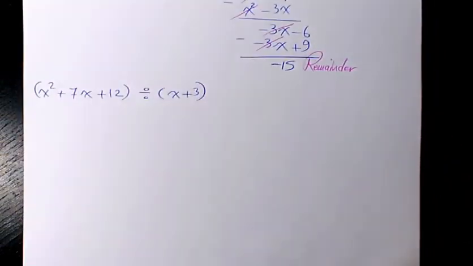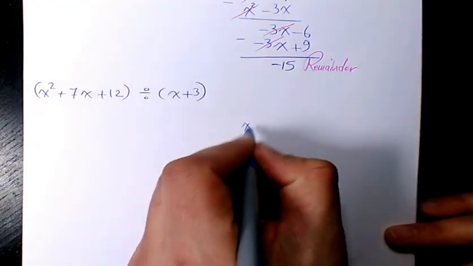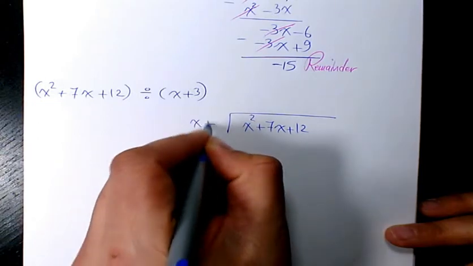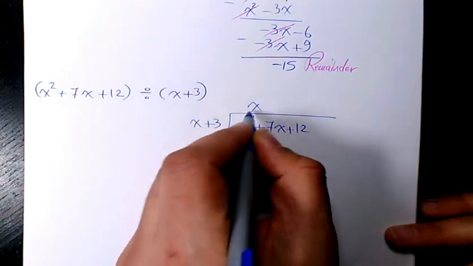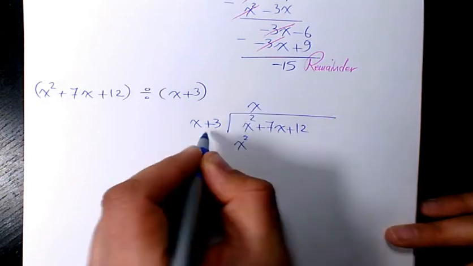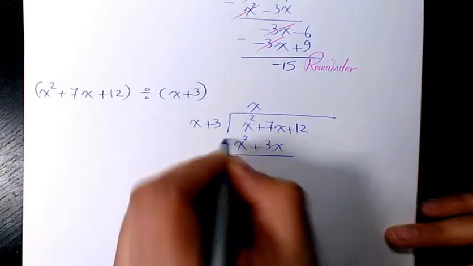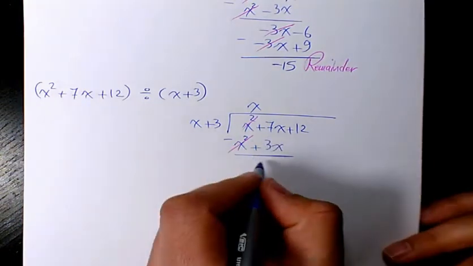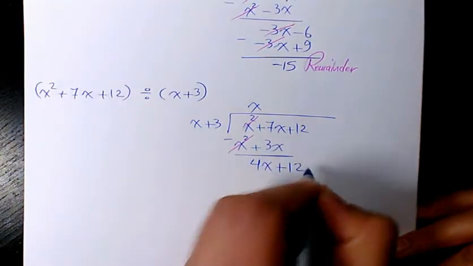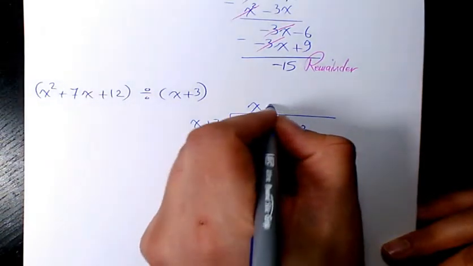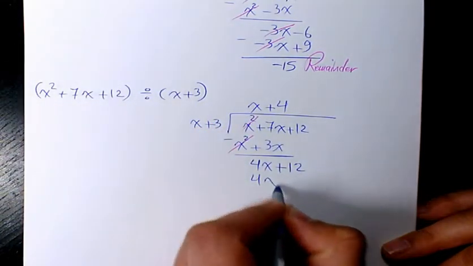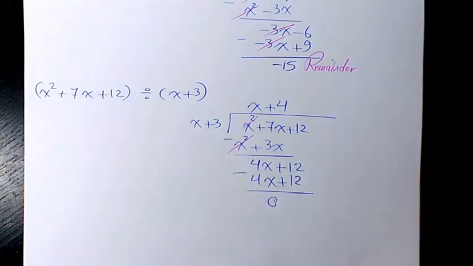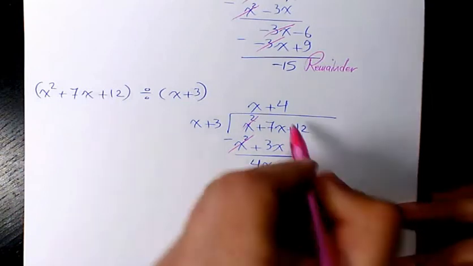Next one, we have x squared plus 7x plus 12 divided by x plus 3. x squared divided by x is going to be x. x times x, x squared. x times 3 is going to be 3x. When you subtract it, these two cancel out. 7x minus 3x is going to be 4x plus 12. 4x divided by x is going to be 4. 4 times x, 4x. 4 times 3, 12. When you subtract it, that's going to be 0. So the answer is x plus 4.